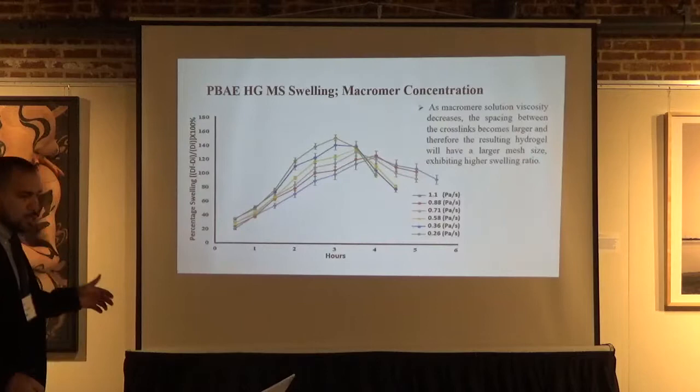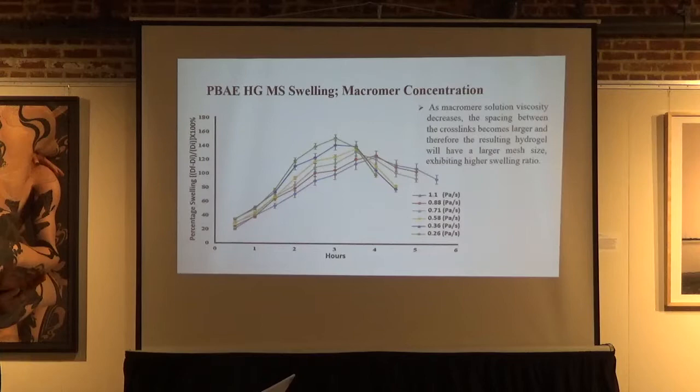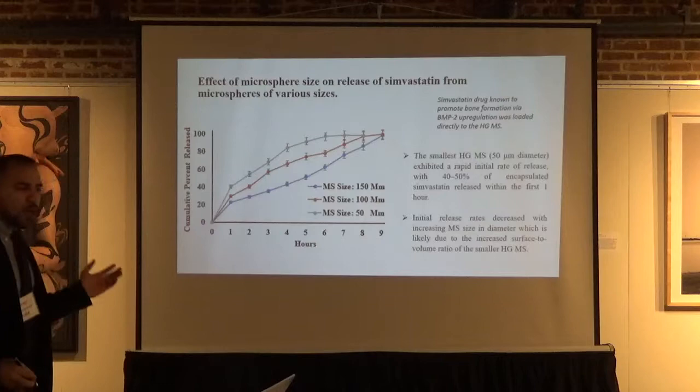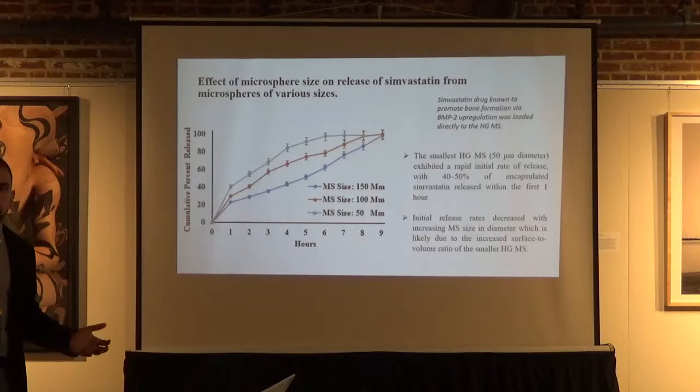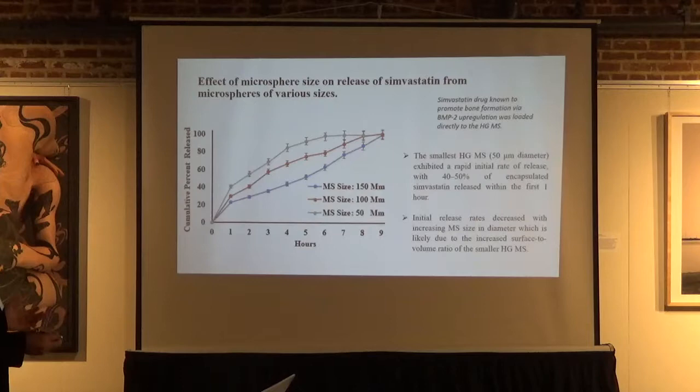We look at the swelling ratio of these hydrogel microspheres, and we see that as the macromer solution viscosity decreases, you would have more spacing between your hydrogel microspheres, and so that results in exhibiting a higher swelling ratio, because it would take in more water. And lastly, we wanted to look at the effect of hydrogel microsphere size with respect to the drug release of simvastatin. And we noticed, again as expected, the smaller the hydrogel microsphere, the higher the rapid initial drug release. And this is more likely due to the increase of surface to volume ratio.